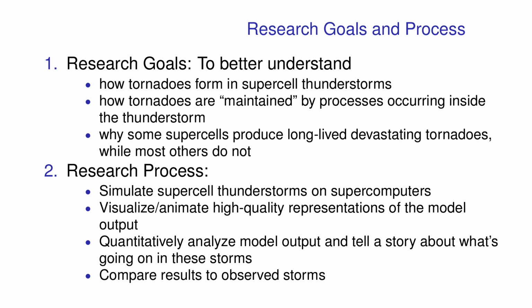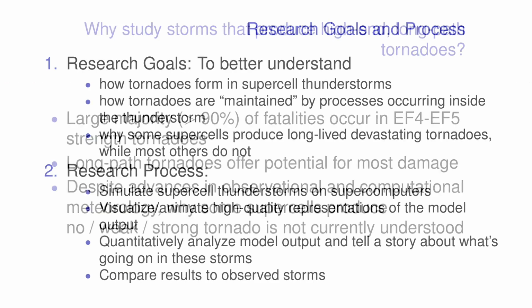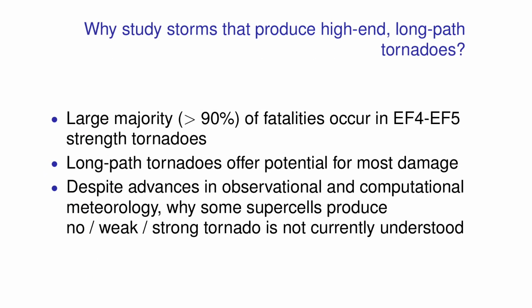That means getting the numbers right, putting trajectories in, looking at the forces acting on the different parcels as the storm is getting its thing together. And of course, we have to compare to observed storms, because that's the real world. And again, as I said before, we want to study these storms because they produce the most fatalities. So we're talking EF4, EF5, enhanced Fujita scale. I don't have to describe that to you guys.